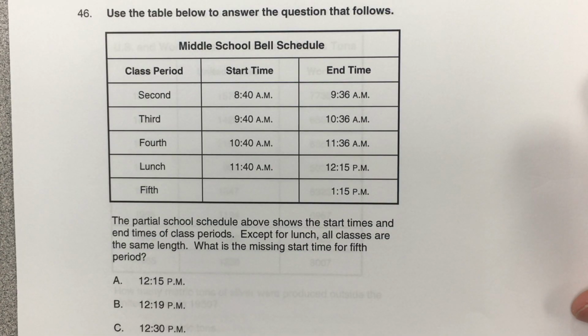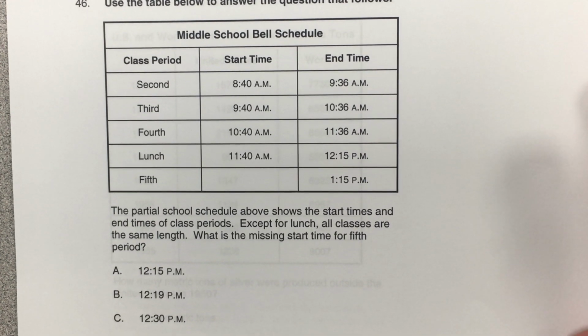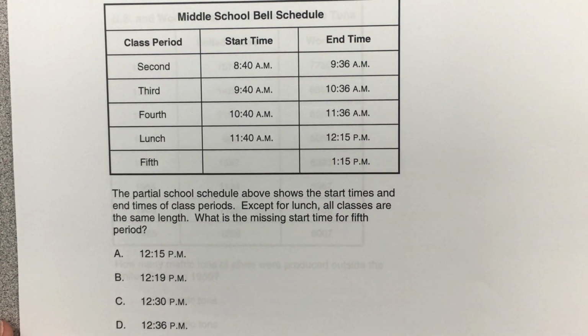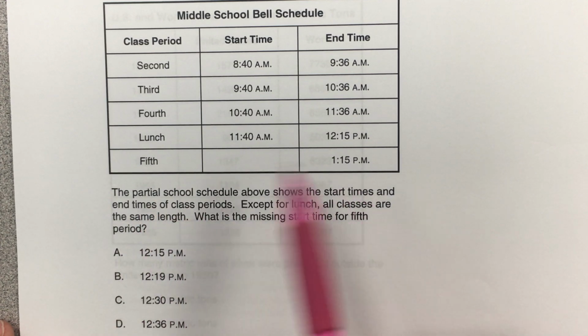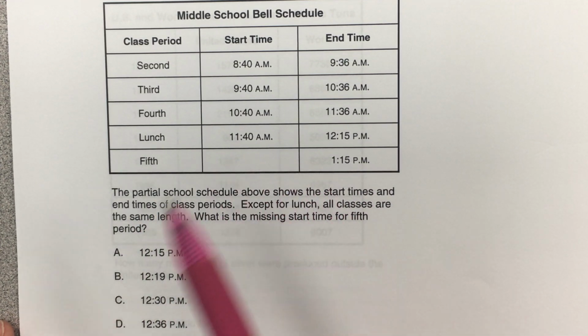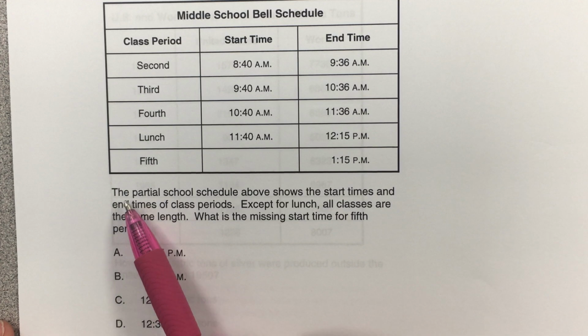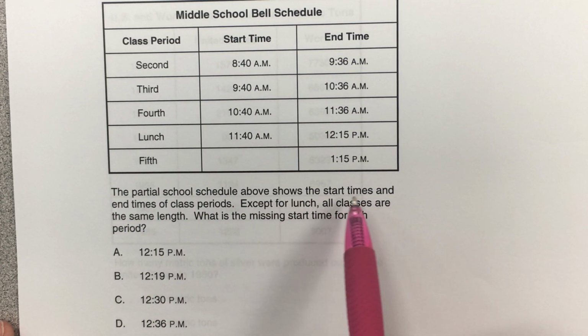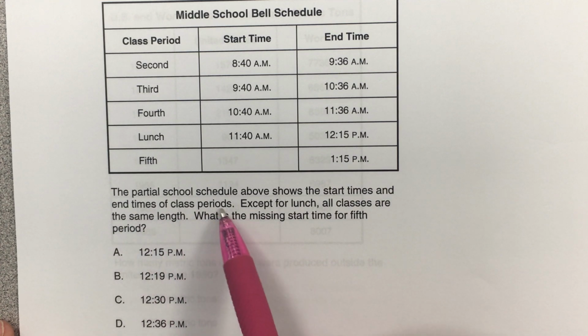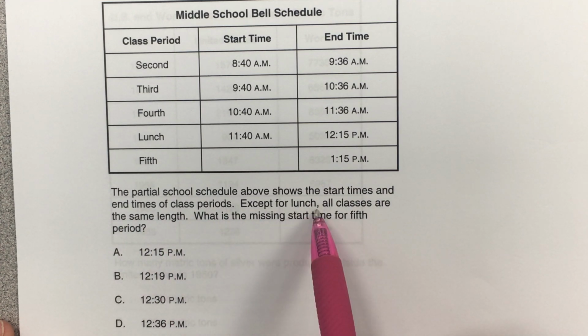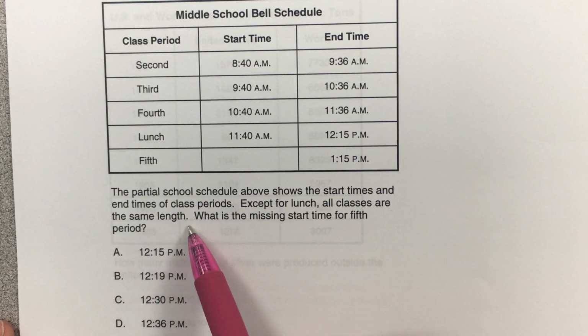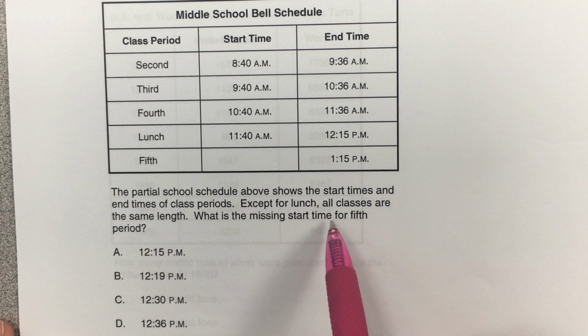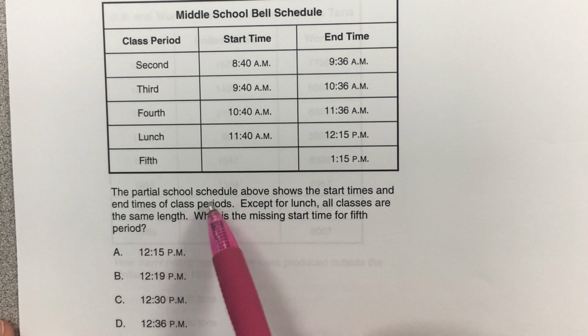Number 46, use the table below to answer the question that follows. And before we even analyze the table, I just want to know what the question is so that I don't start looking at all the information. It says the partial school schedule above shows the start times and the end times of class periods. Except for lunch, all classes are the same length. What is the missing start time for fifth period?